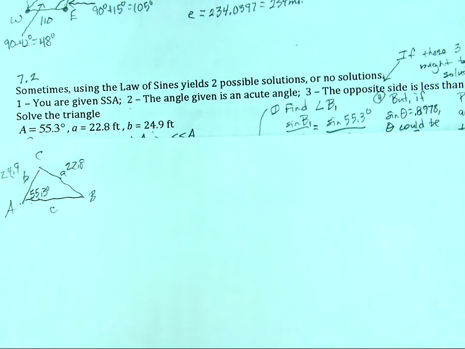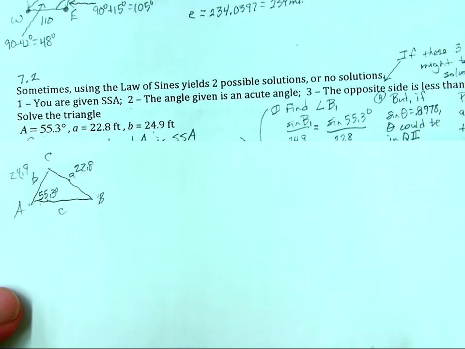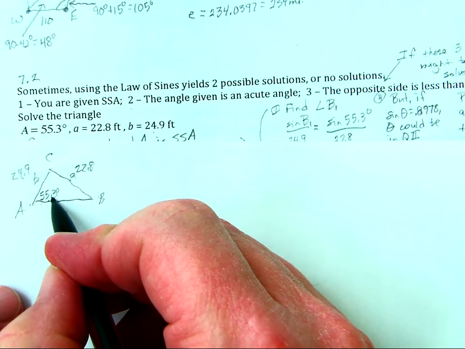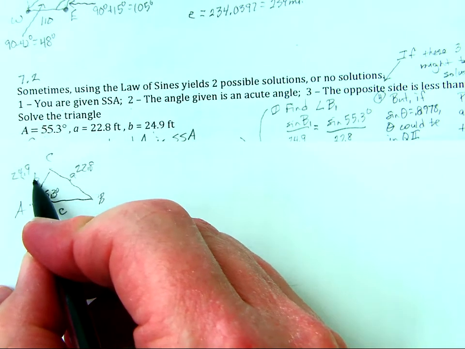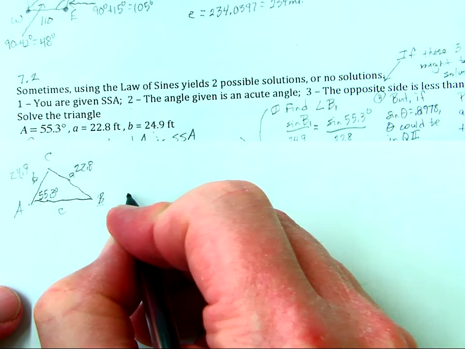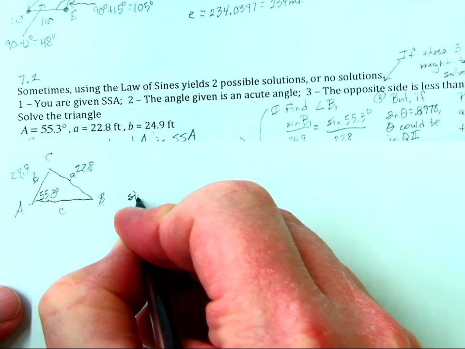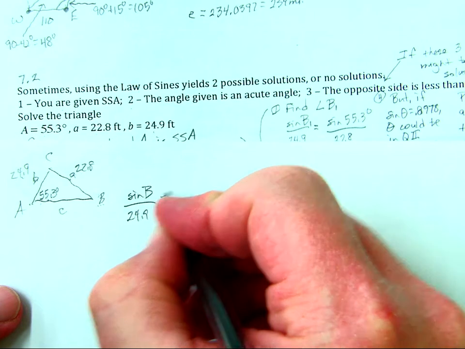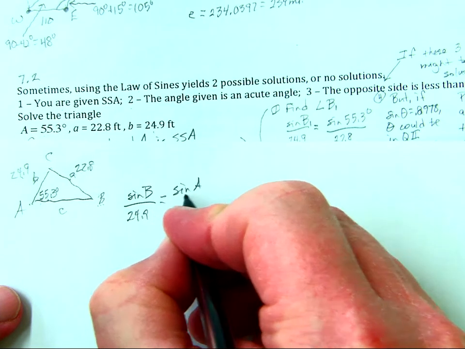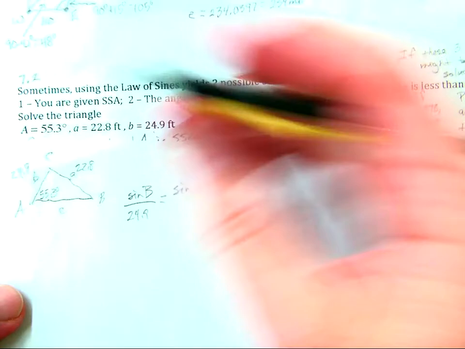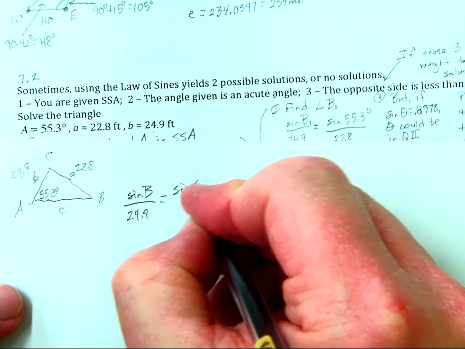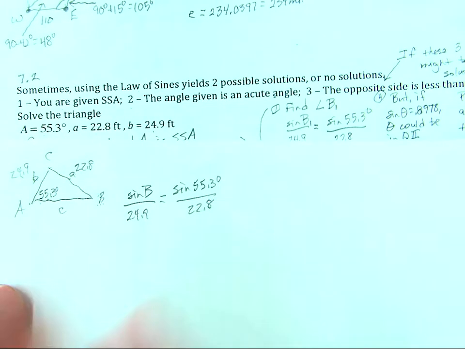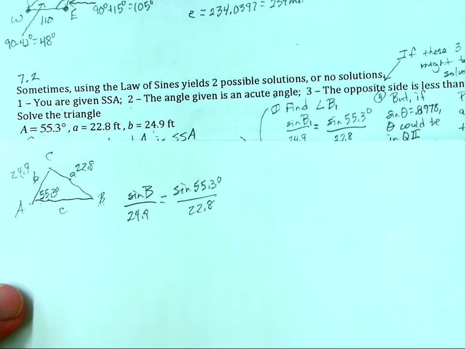Now we're going to start off solving it just like we did last week. First, we have a pair of opposites: angle A and side a. That's how we know we can use the law of sines. Since we're given side b, the first thing we want to find is angle B. To set that up, we say the sine of angle B over its opposite side, 24.9, equals the sine of angle A, 55.3 degrees, over its opposite side, which is 22.8. We just set it up like we always do with the law of sines.